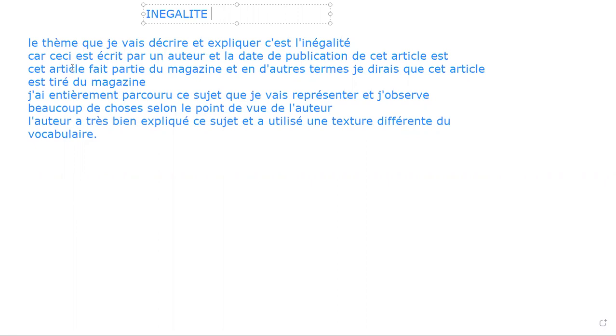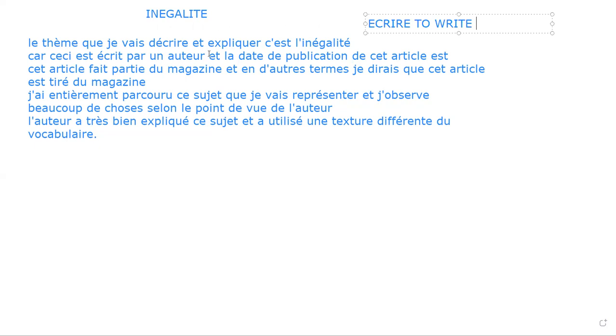Car ceci est écrit par un auteur. Now, this is written by. Car, because; ceci est écrit. What is écrit? We have the verb écrire. Écrire is the verb to write. All of you understand écrire, the verb to write. Ceci est écrit par, which is written by an author. What is the name of the author? So you will mention the name of the author. Et la date de publication, and the date of the publication.